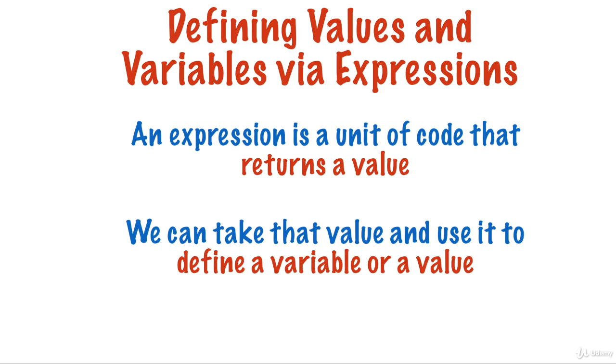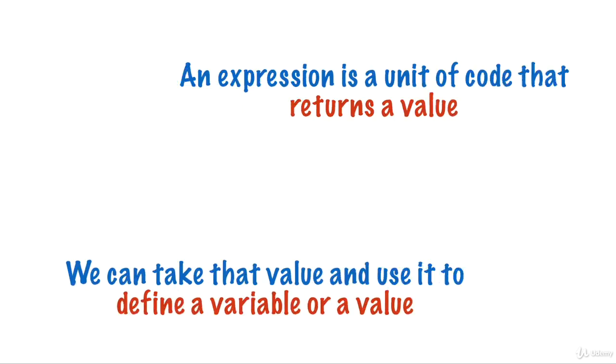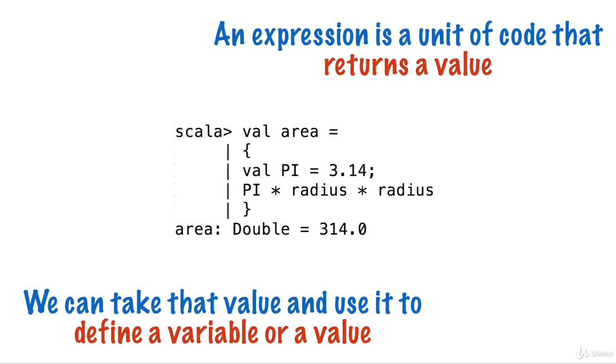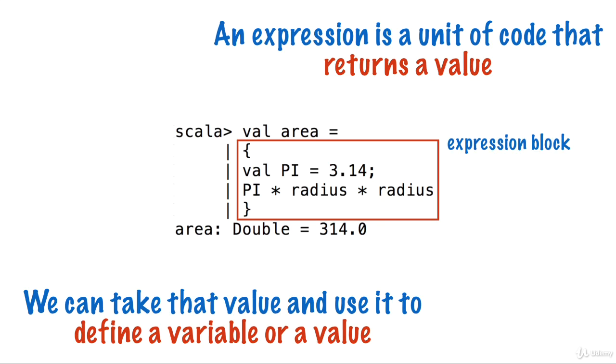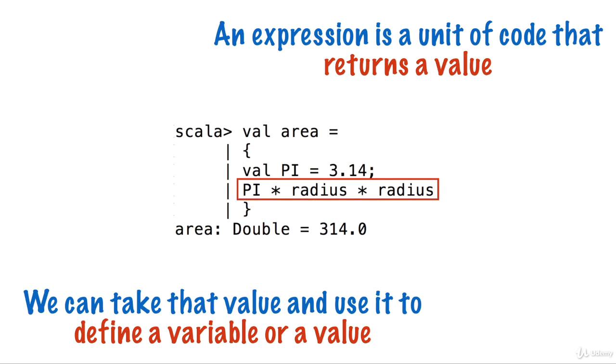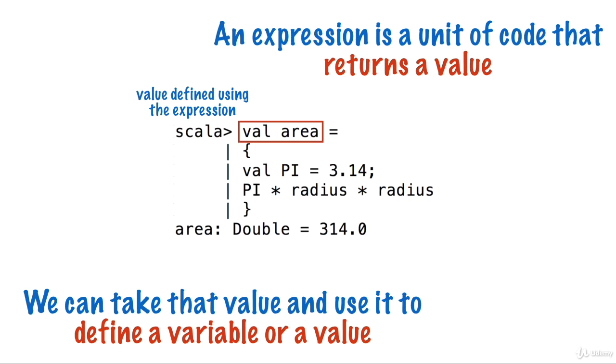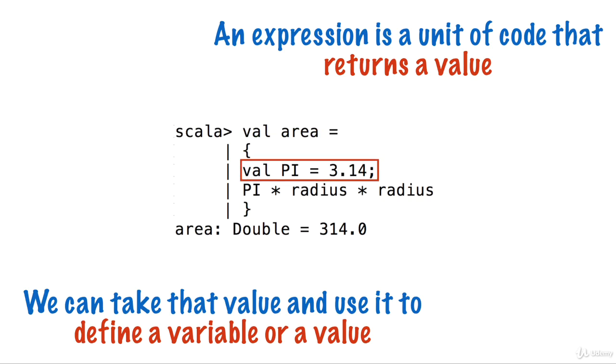Remember, an expression is simply a unit of code that returns a value. We can take that value and assign it to some other variable or value, and we are done. You can see on screen right now, for instance, how we have used an expression block to initialize a value called area. This expression block has, of course, as its last expression, the return value, which here is pi multiplied by radius multiplied by radius. The return value of this expression is used to assign a value to the L value here called area.